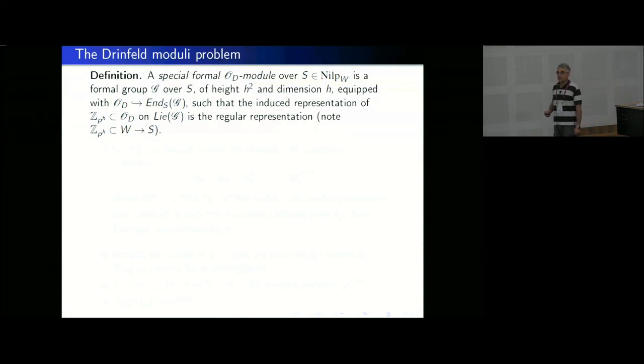And the condition is that on the ring of integers of the unramified extension of degree h of Q_p, which is of course embedded inside this O_D, you get on the Lie algebra, which is of dimension h, basically h different characters, basically the regular representation. This is what's hidden in the word special. So a formal O_D-module would just be something like this, equipped with an action of O_D via endomorphisms, and it's special if this extra condition is met.